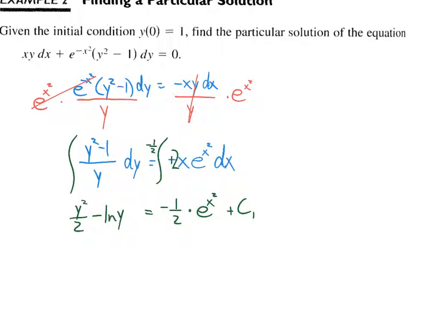I'm going to multiply everything by 2 first of all. This would be absolute value. So I'm going to have y squared minus 2 ln absolute value of y, and the nice thing about multiplying by 2 here is that I now can get rid of the absolute value, because now I have ln of y squared. And then I have a minus e to the x squared plus 2 times c1, which is just some other constant, so I'll call it c2.